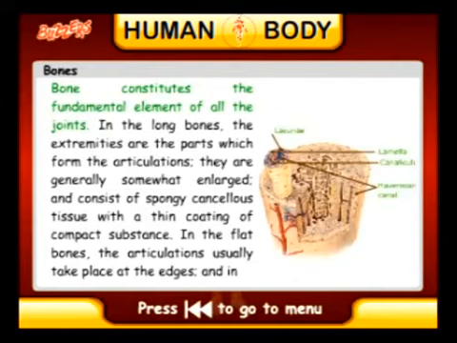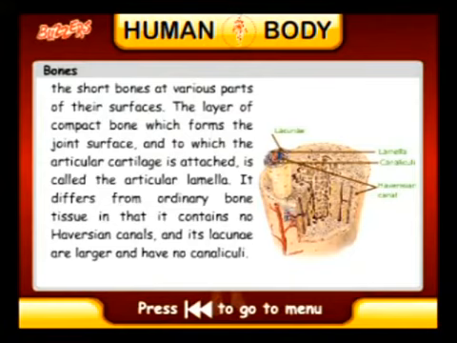In the flat bones, the articulations usually take place at the edges, and in the short bones at various parts of their surfaces. The layer of compact bone which forms the joint surface and to which the articular cartilage is attached is called the articular lamella.